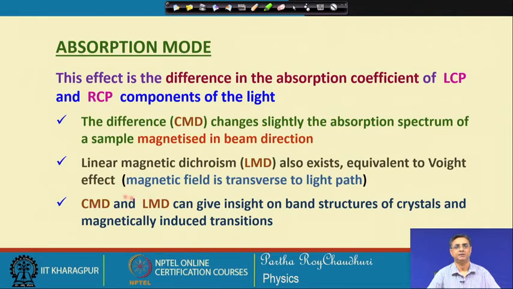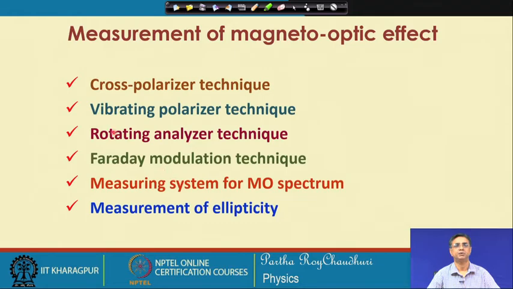CMD and LMD, that is circular magnetic dichroism and linear magnetic dichroism, can give some insight. They can be used in experiments to gain insight into the band structures of crystals and the magnetically induced transition levels. To study this property, circular magnetic dichroism and linear magnetic dichroism are used, with the magnetic field used for probing.